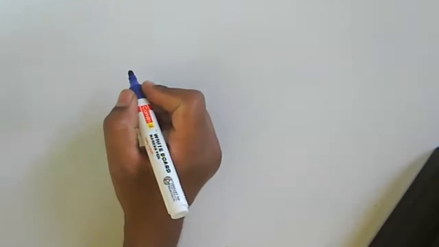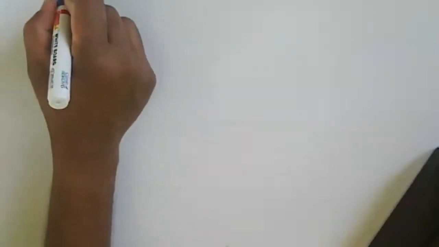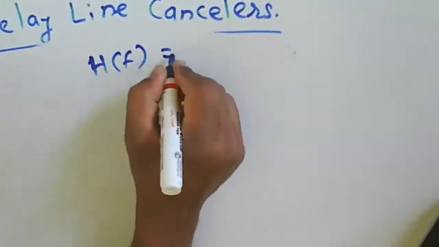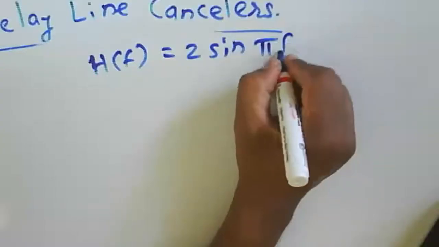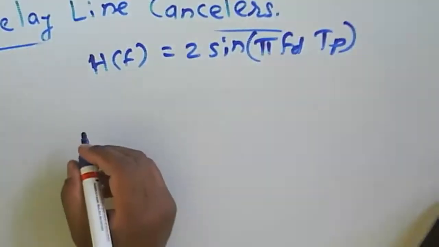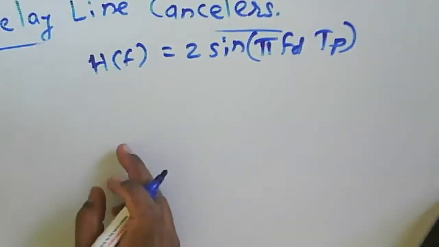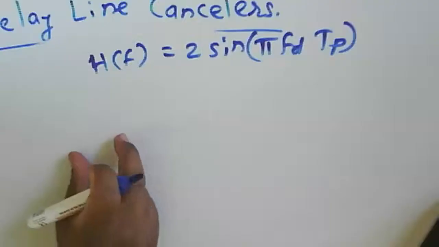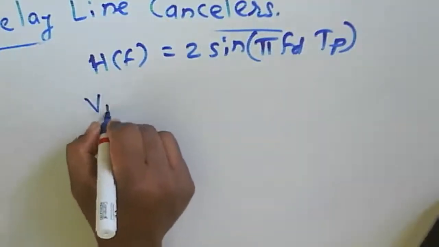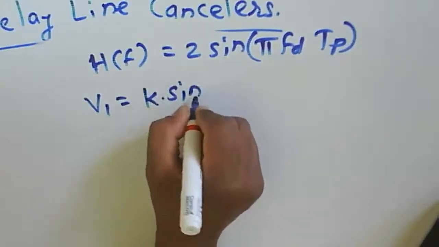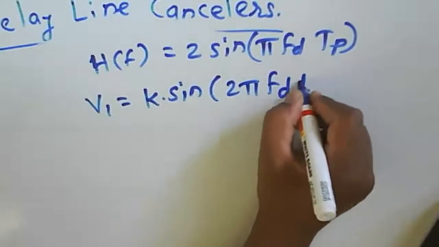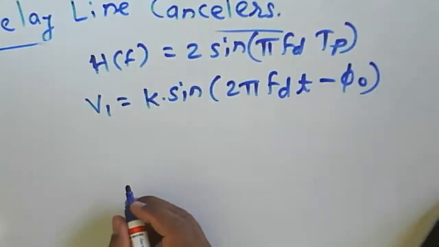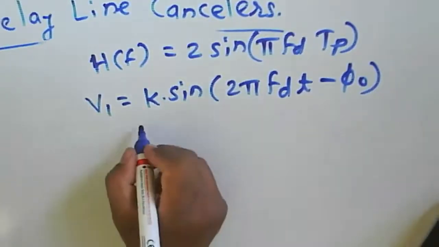Now if you see the frequency response function of this particular delay line canceller, with respect to frequency, we have H of f. I'll write that H of f is equal to twice sine pi f d T p. From the single delay line canceller, the signal from the target at a given particular range will be given to the detector. In that case, the signal will be V1 equals k sine of twice pi f d t minus phi 0, and f d is nothing but the Doppler frequency.